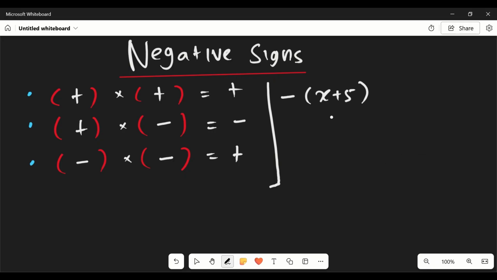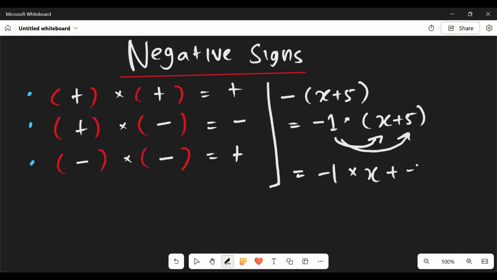Now, something very important. If you have this problem, this negative sign means negative 1 times x plus 5 in the parentheses. This means you must multiply into both of the numbers inside the parentheses. You get negative 1 times x plus negative 1 times 5. Negative times positive, the result is negative x. Negative times positive is just equal negative. So we have the result.